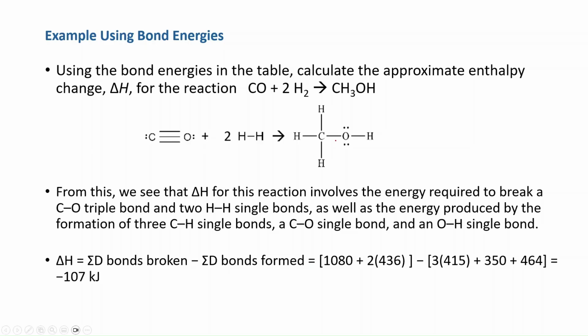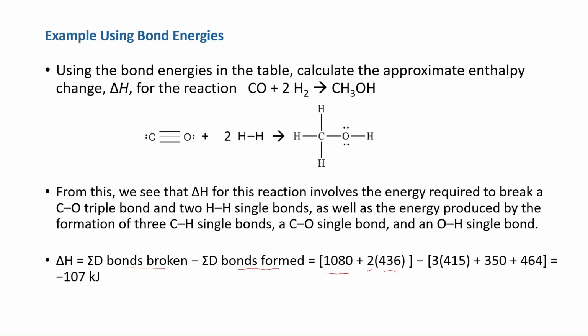You have this. So what do we say? It's going to be bonds broken minus bonds formed. Which bonds are broken? 1 carbon triple bond oxygen. So you look it up in the table. You break 2 hydrogen single bond hydrogens. You look at the table, 2 times that number. Now you subtract the formed.